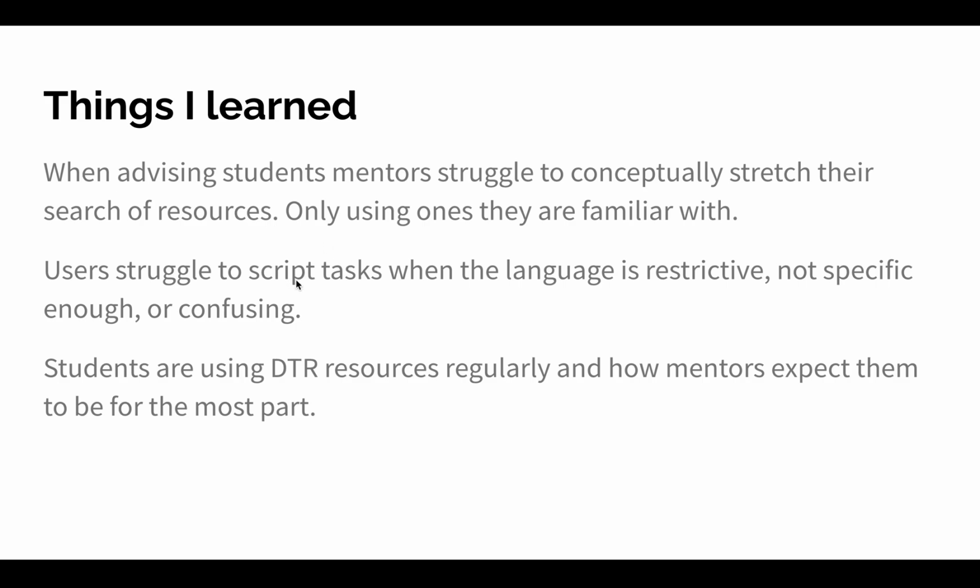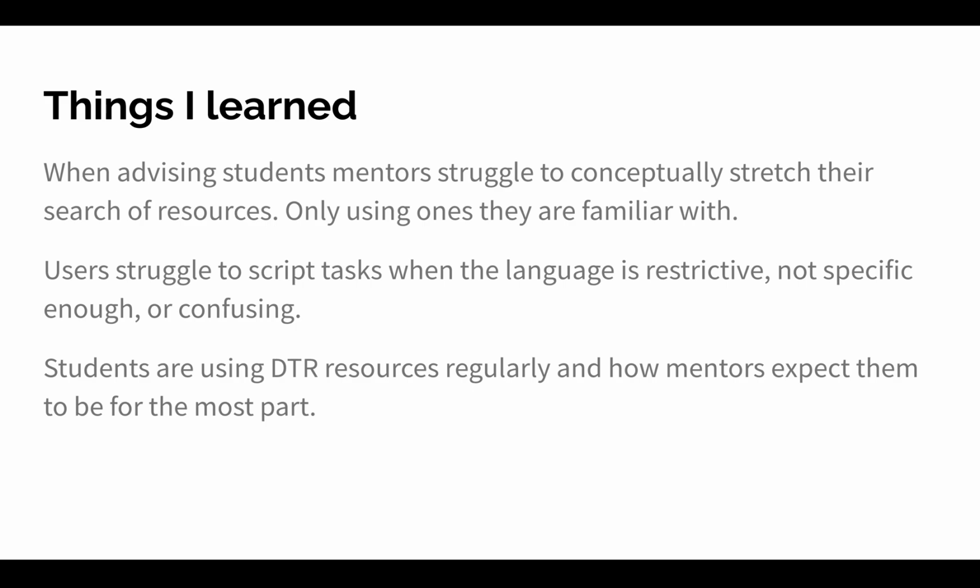Users struggle to script tasks when the language is restrictive, not specific enough, or confusing. This was an issue with many of the earlier prototypes in that some of the functions were extremely specific and could only be used one way, and mentors felt like they weren't given the tools that they needed to complete tasks, whether it be simple or complex. So making sure to reduce the language down to bare building blocks that can be put together to build more complex functions instead of having already pre-built complex functions.